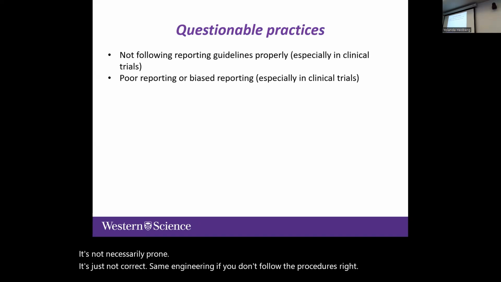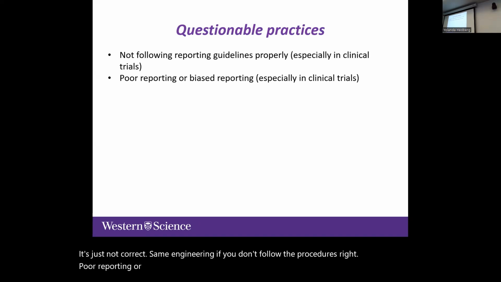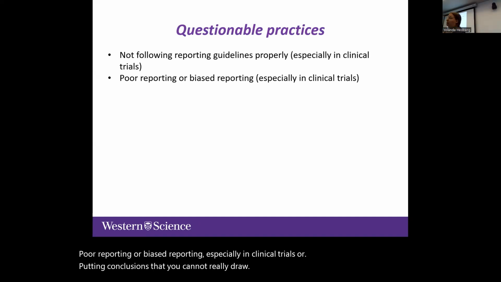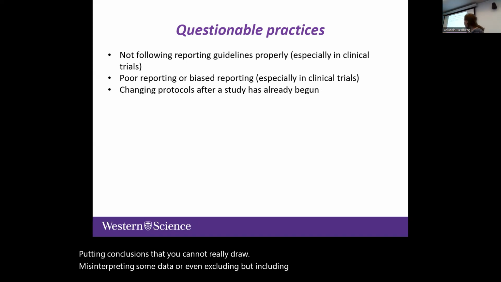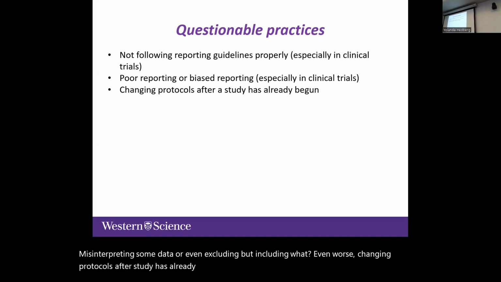Poor reporting or biased reporting, especially in clinical trials, such as putting conclusions that you cannot really draw, maybe misinterpreting some data or even excluding it, but excluding would be even worse. Changing protocols after the study has already begun. This is a very bad thing in medical sciences. It's very common in chemistry and material science, I would say.